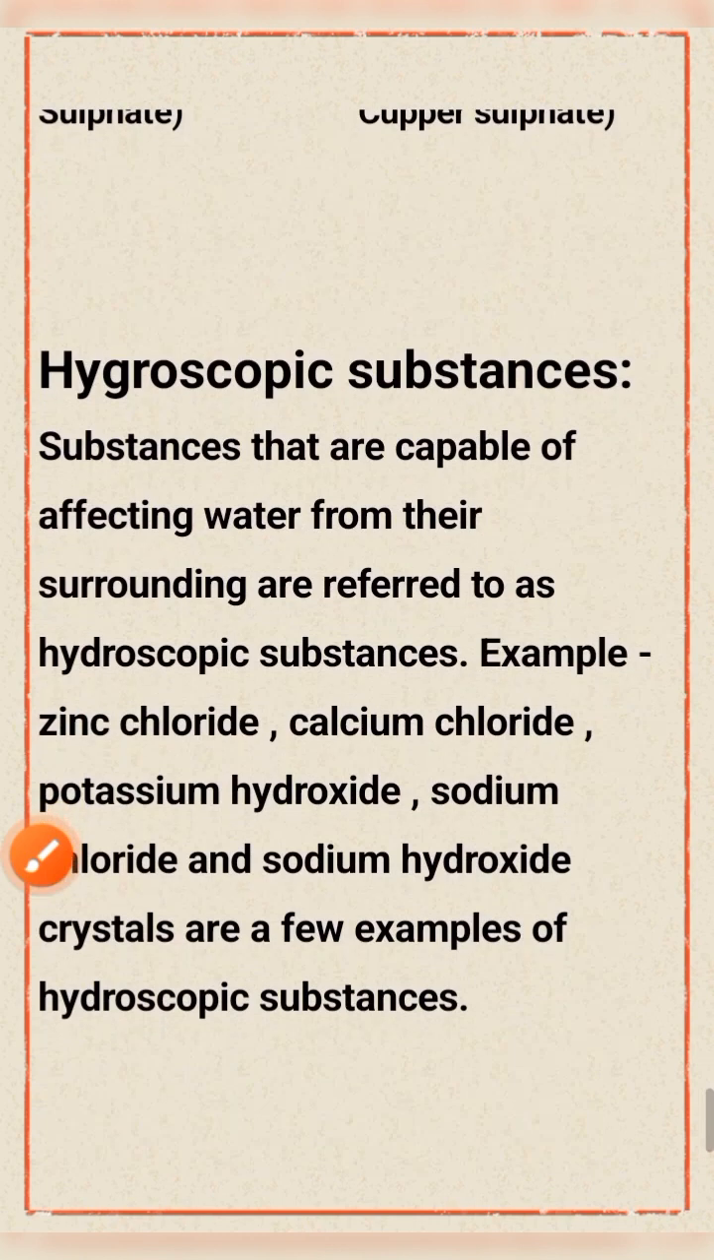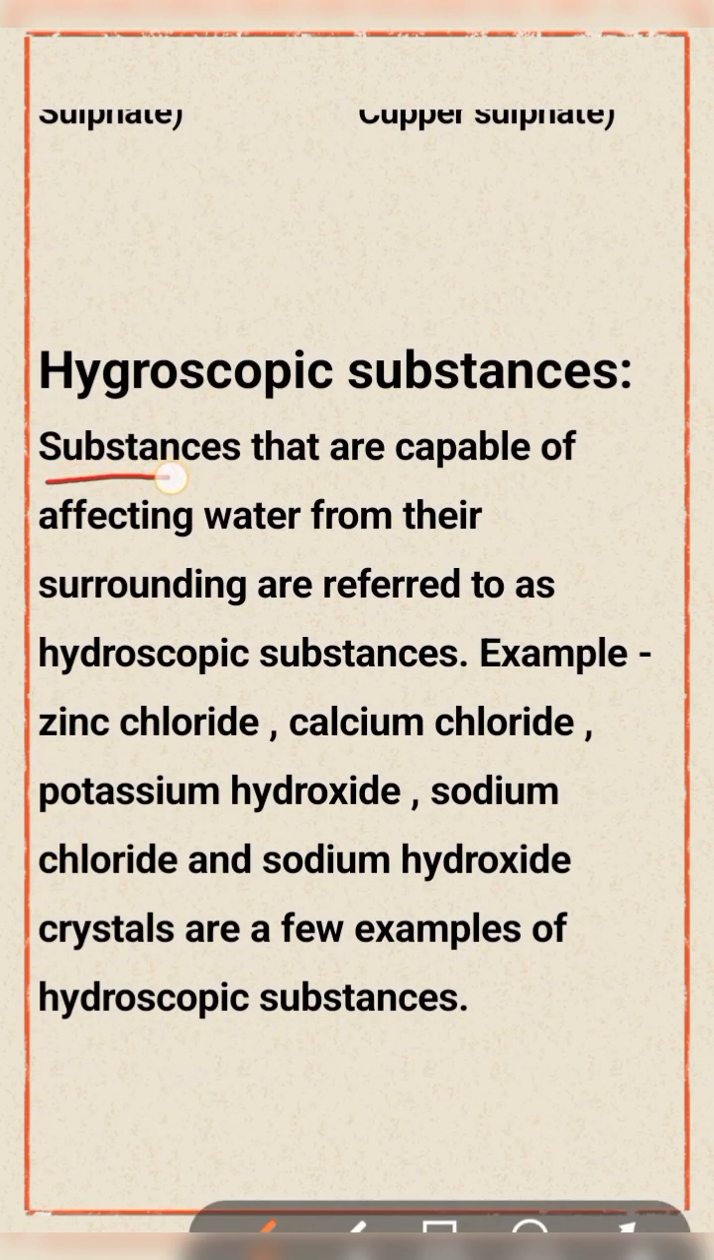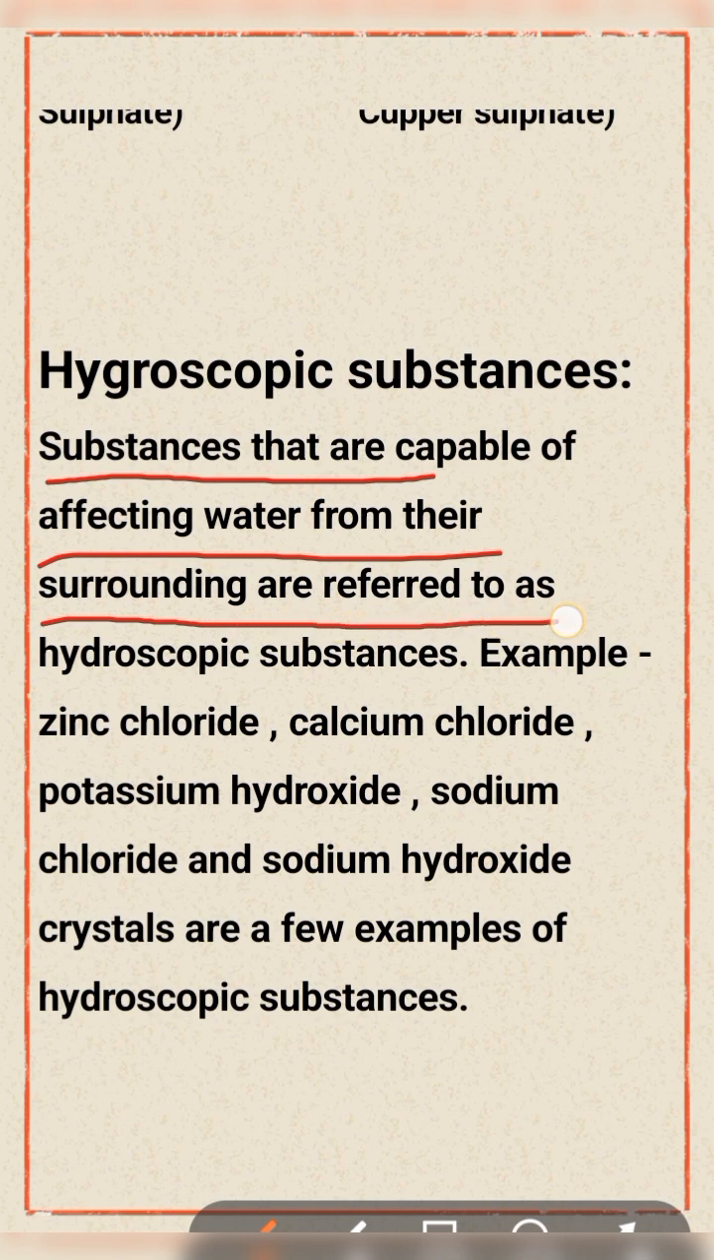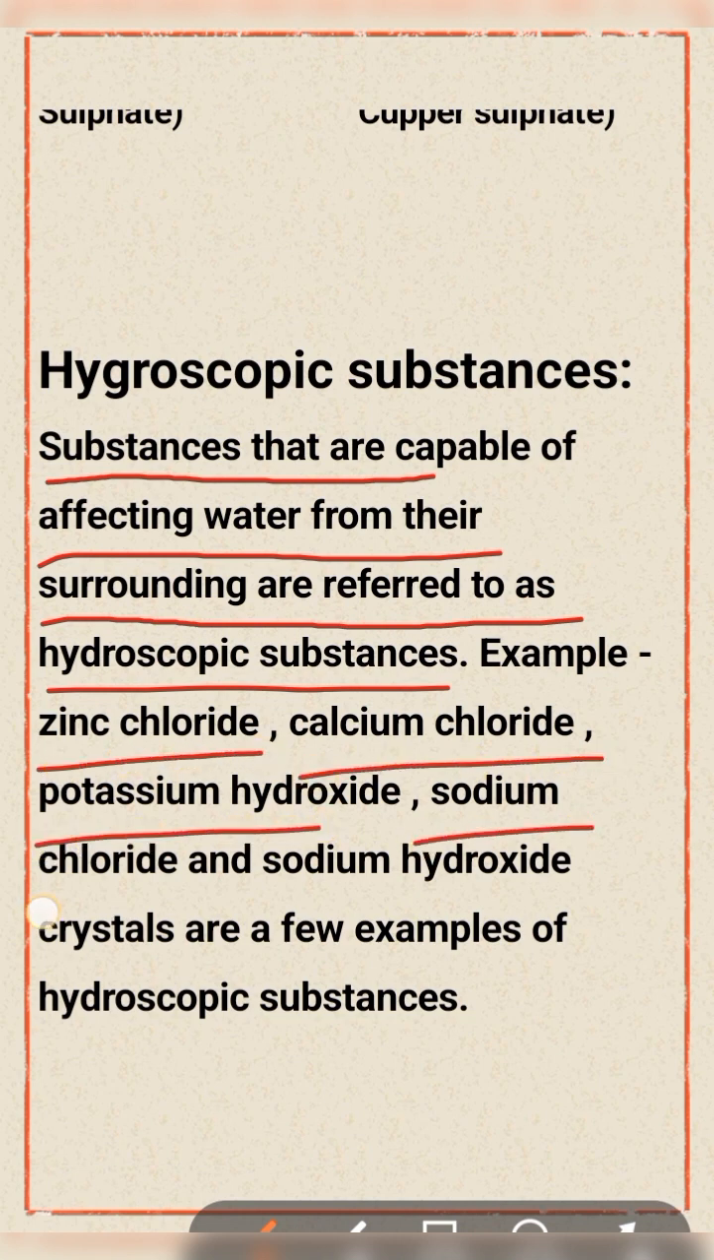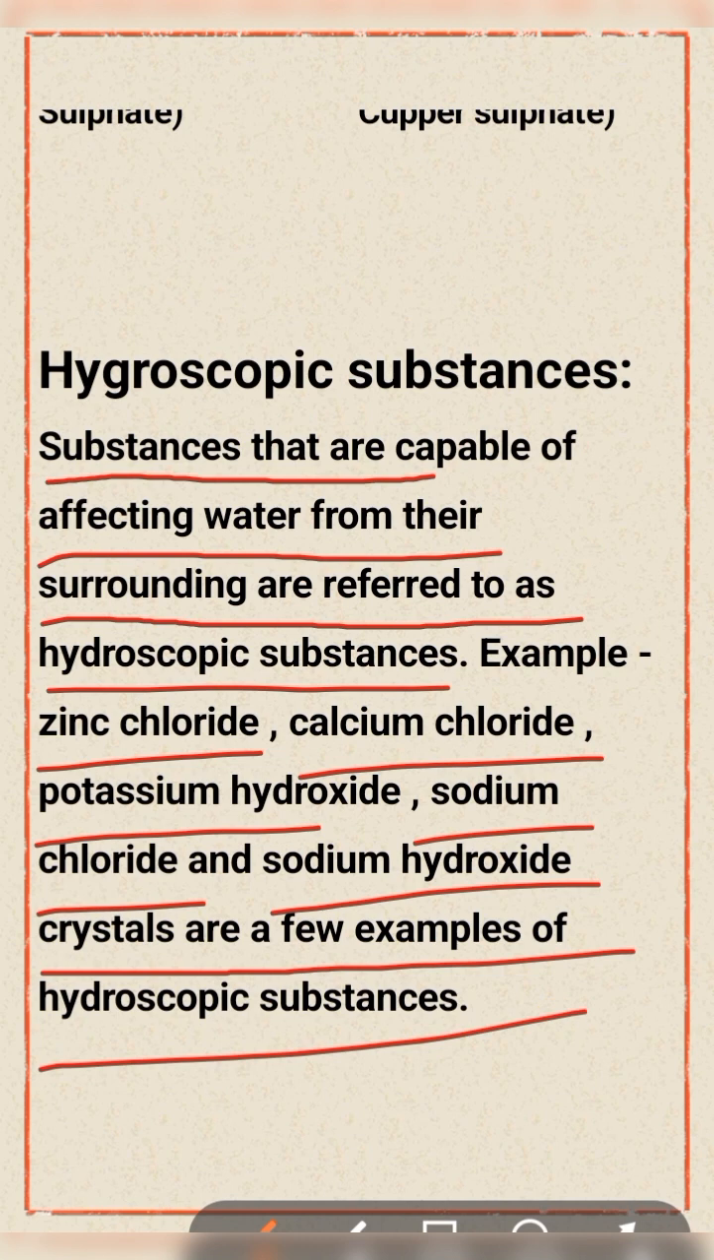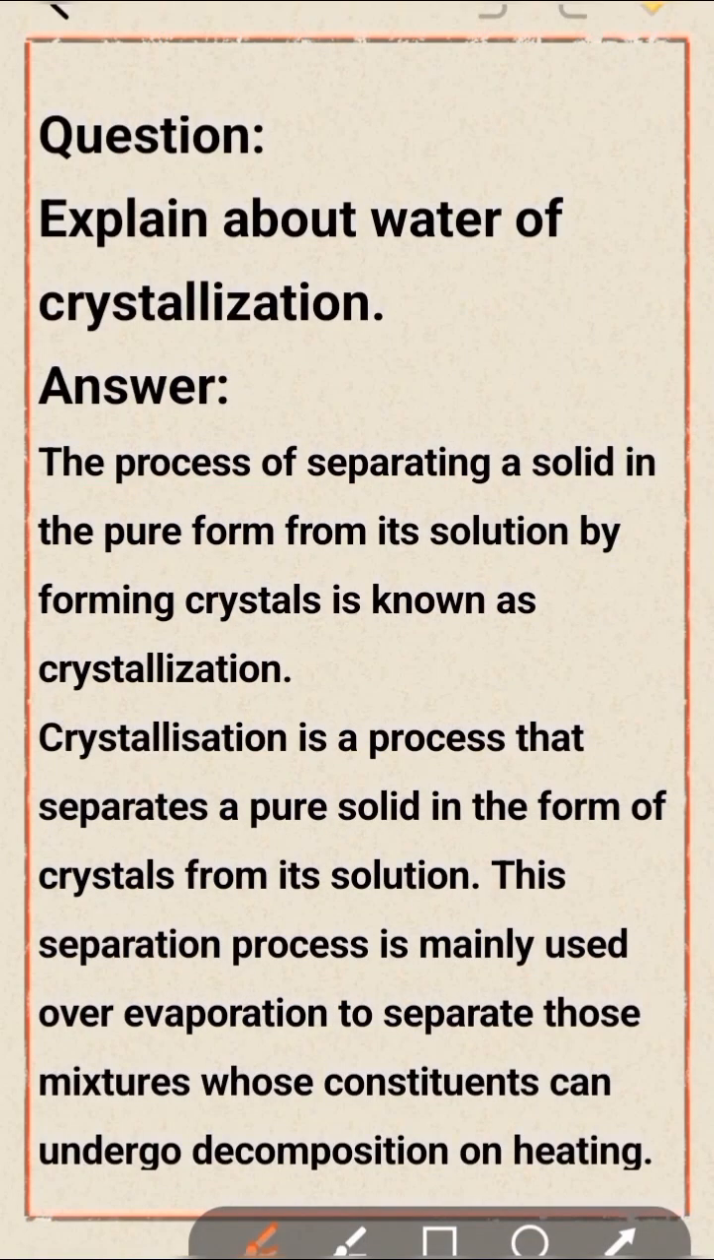Hygroscopic substances are substances that are capable of absorbing water from their surroundings. Examples: zinc chloride, calcium chloride, potassium hydroxide, sodium chloride, and sodium hydroxide crystals are a few examples of hygroscopic substances. Explain about water of crystallization.